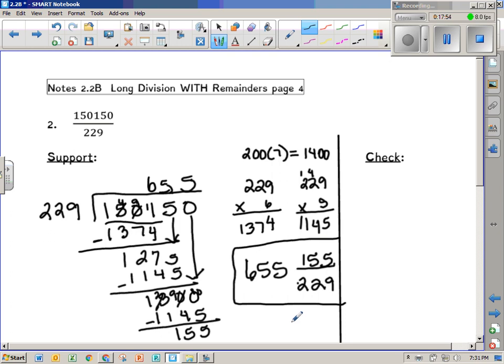So to check, I'd just like for you to check it on your own. Remember, you're going to take 655, multiply times 229, pretty big multiplication, and then add on your 155, and you should get your original, your dividend, which is 150,150. You can check your check to this problem by using the key that's posted. Enjoy division.